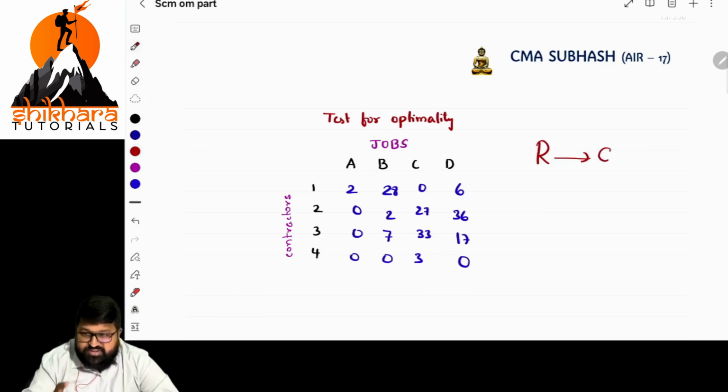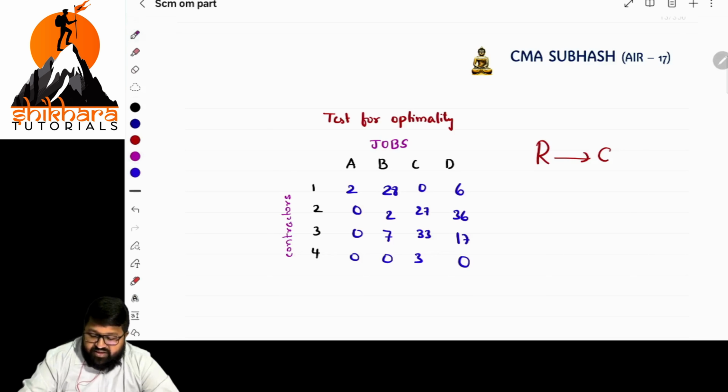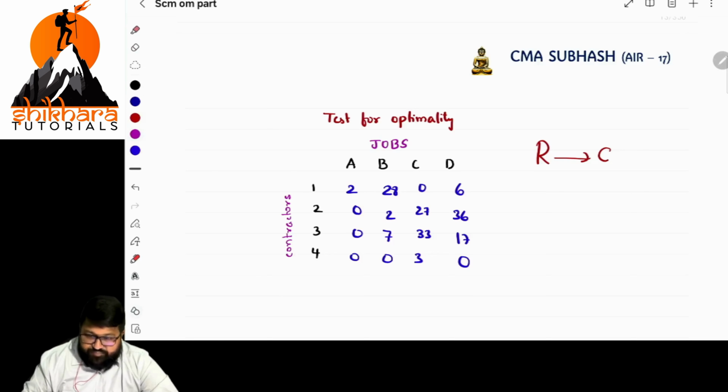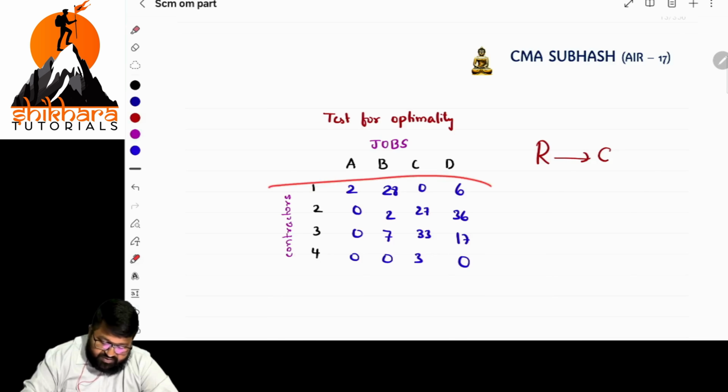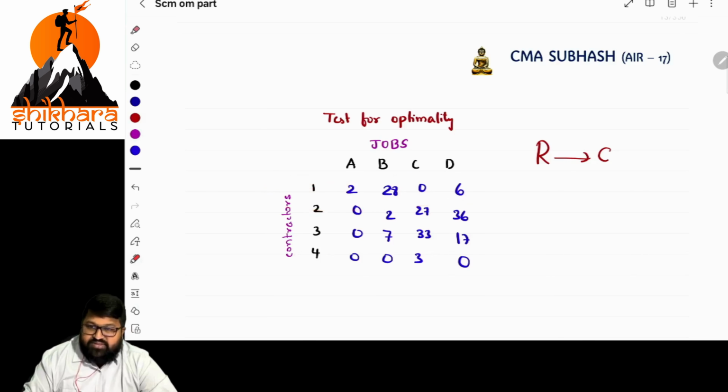What should I check, sir? A row with a single zero. I have to identify a row with a single zero. So in the case of the first row, is there a single zero? Yes, sir, there is a single zero. Superb.